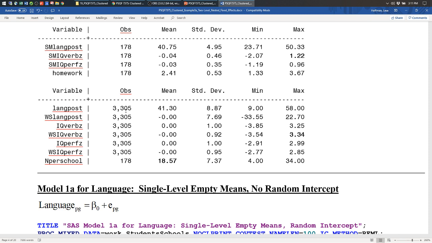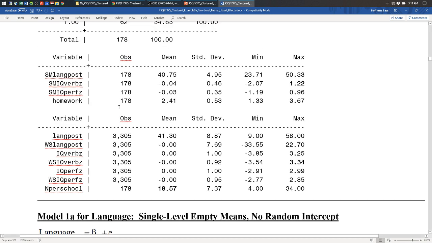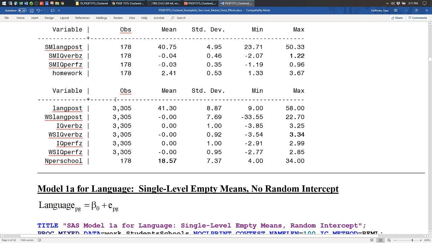Some are like that, and some are truly school level. So what I ended up doing, we'll talk about the student ones when we get to level 1. This is sort of in preparation for that. But like homework, this was a variable that was already school level. All students from the same school had the same value. And so that's a truly school level variable.